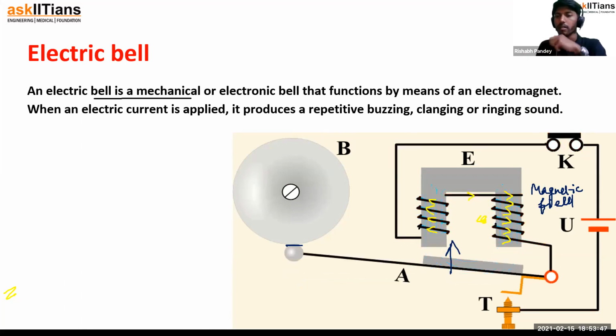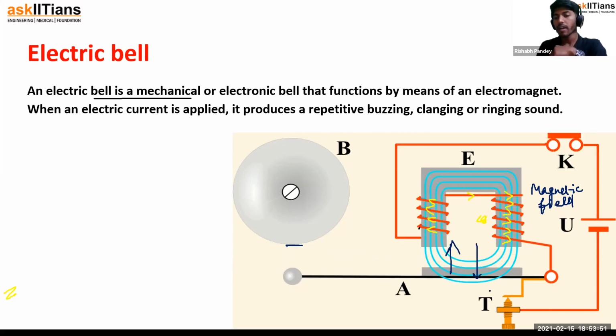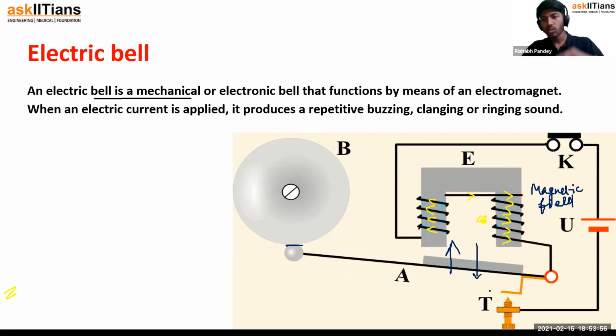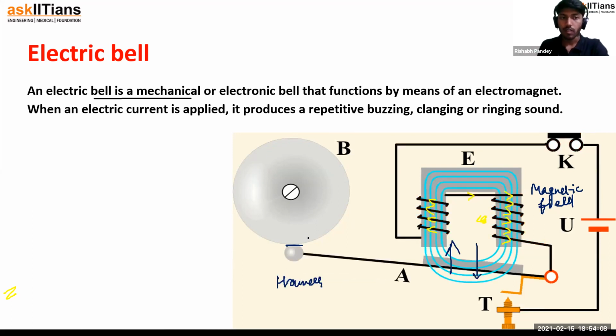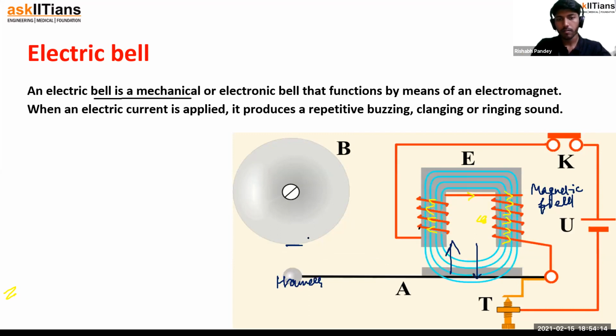Then suddenly we switch off the current. As soon as we switch off the current, this magnet gets back to its original position. So this up and down motion makes this hammer, as you can see, this hammer-like structure, go up and down and strike this, which produces the sound. Am I clear till this part?